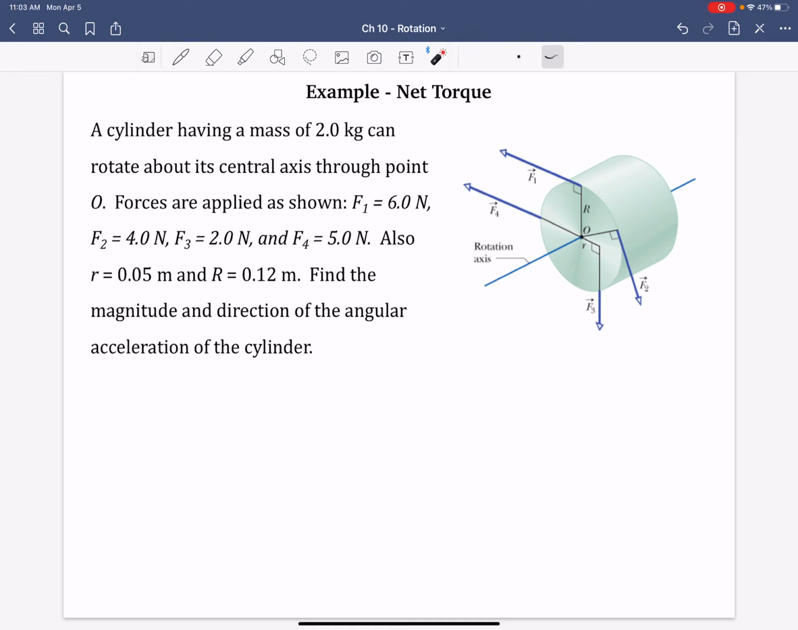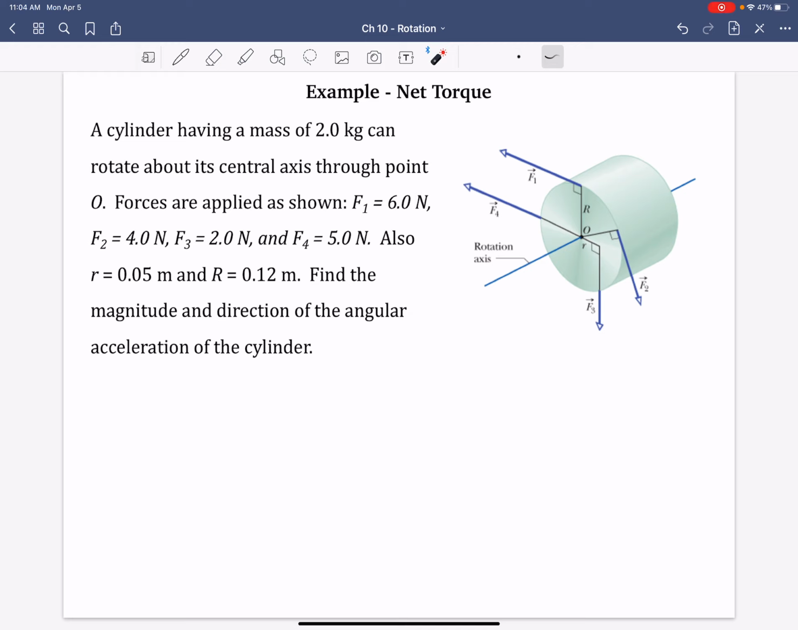F1 is tangent to the cylinder's surface. In other words, the r vector that goes from the axis to where the force is applied is perpendicular to F1. F2 is the same thing, but in the other direction. F1 would rotate it counterclockwise. F2, if that were the only force, would rotate the cylinder clockwise. So they're competing forces that result in competing torques.